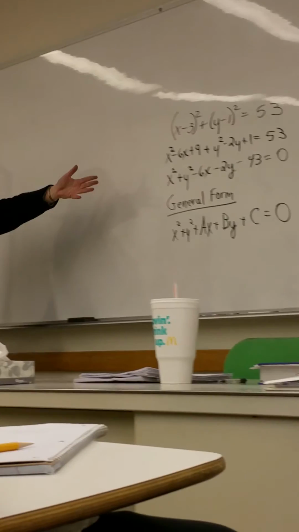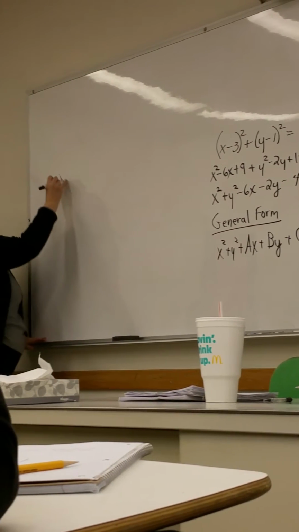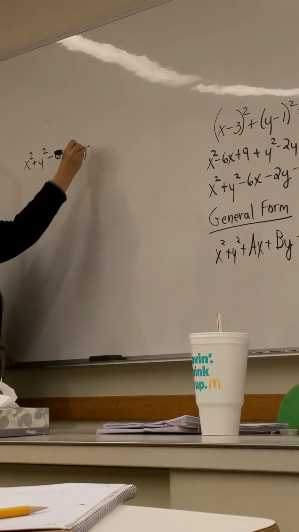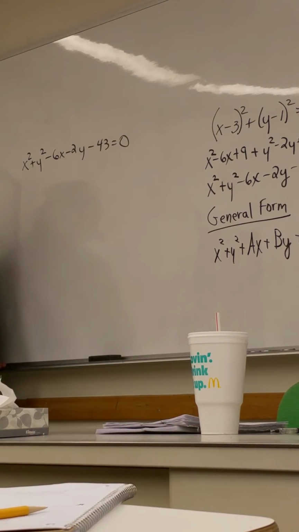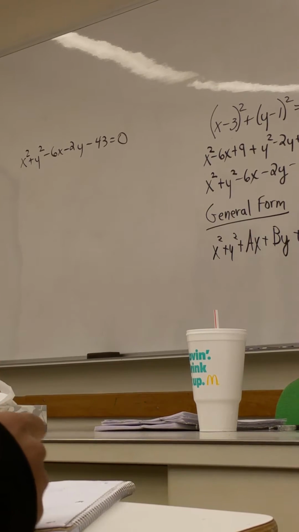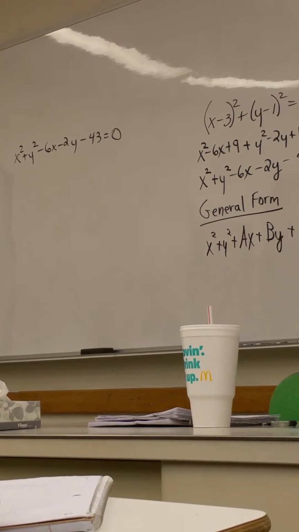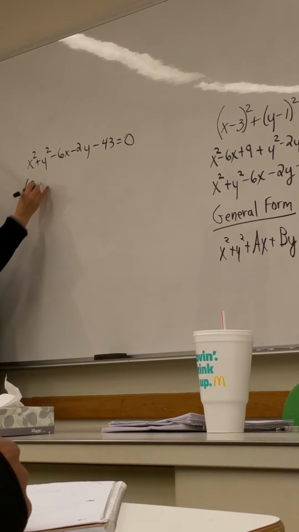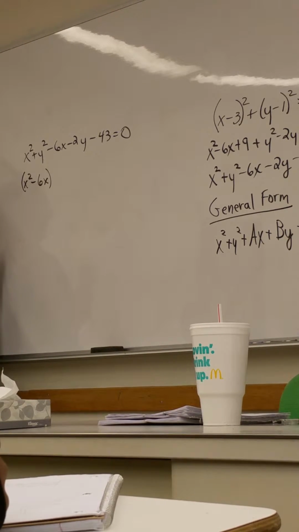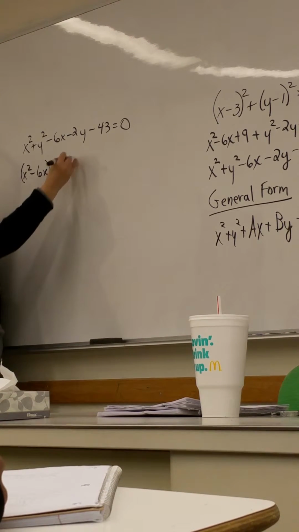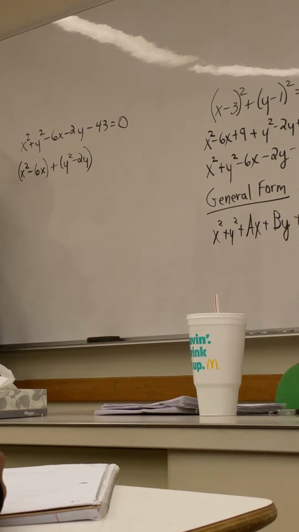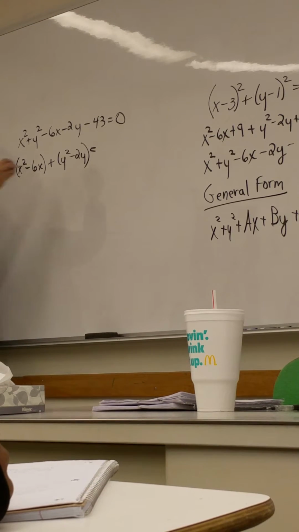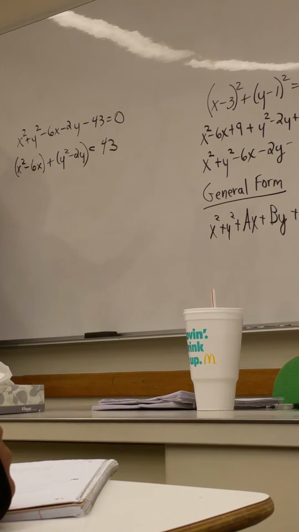And as long as I've got that equation, let's just go backwards with that. x squared plus y squared minus 6x minus 2y minus 43 equals 0. I want to take that and put it back into that standard form. I'm going to rearrange this so that I can group the x terms together and so that I can group the y terms together. And I want to get the constant term out of the way over to the other side. I'm going to put 43 on the other side.